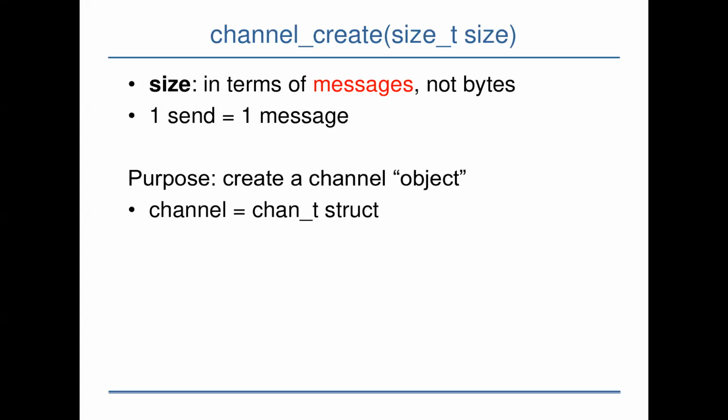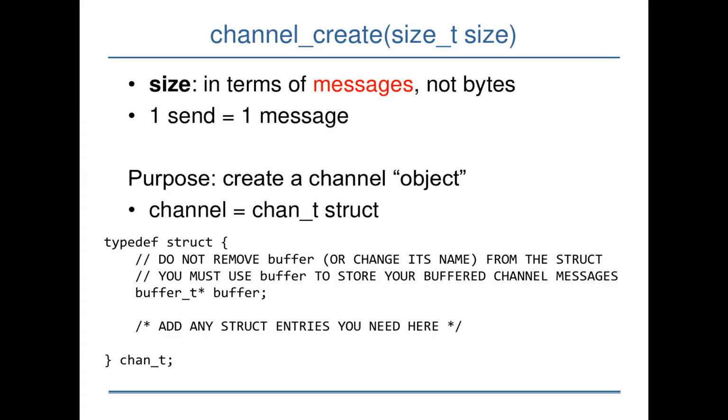It will create the channel. There is a special chan_t struct. You can look at this in the header file, and that will initialize that structure. You have to initialize it appropriately. You already have a buffer here because it's a buffered implementation, unless you do the extra credit. You actually have unbuffered for send and receive also. That's not extra credit, but unbuffered select is the extra credit. If you have a buffered version, you will have an associated buffer here, and then you can add any struct entries that you need after this. It's up to you what you want to add.